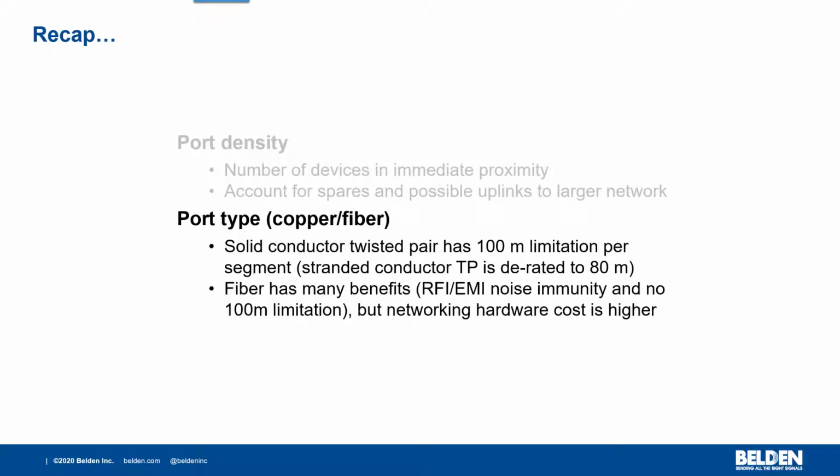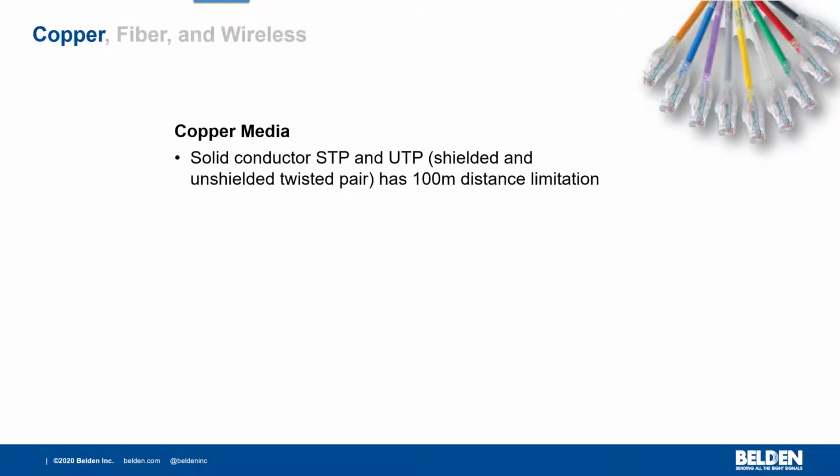And we discussed some of the nuances of both the solid conductor versus stranded, benefits of fiber, but in this presentation we're going to deep dive into this so that you can make the right choices and use some of the best practices in the industry. Again, as mentioned in the previous presentation, solid conductor, shielded twisted pair, as well as unshielded twisted pair has a maximum distance limitation of 100 meters per network segment. This is from switch to switch, switch to end device, or end device to end device.